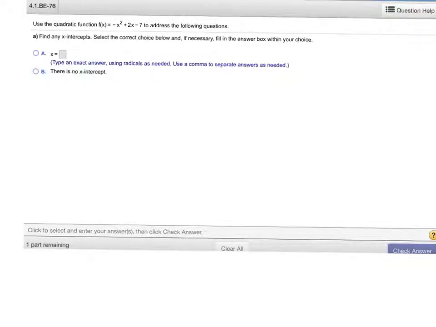I received your question about this problem here. It's kind of similar actually to the last video I made. Here you're given this equation. The signs are a little different than the last video. And you want to find the x-intercepts.